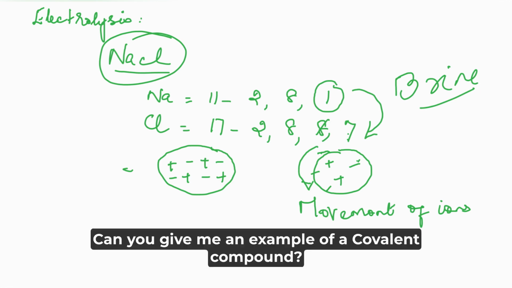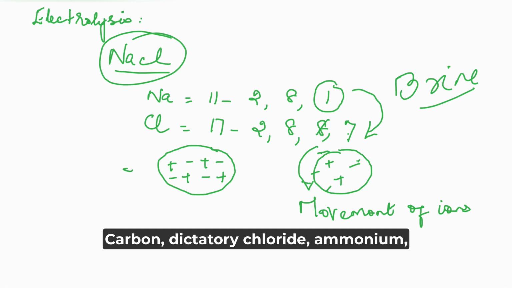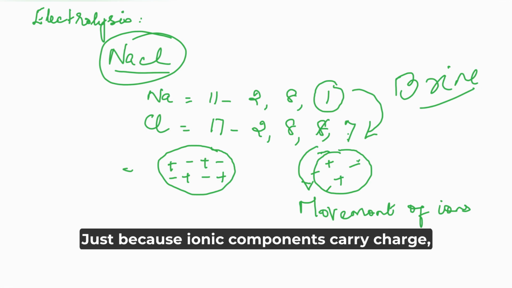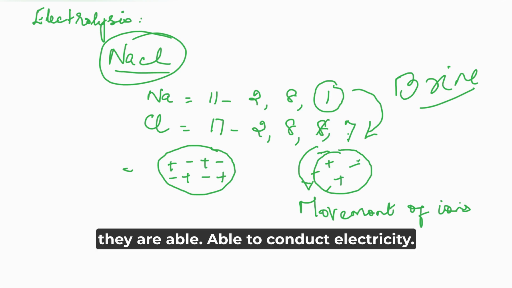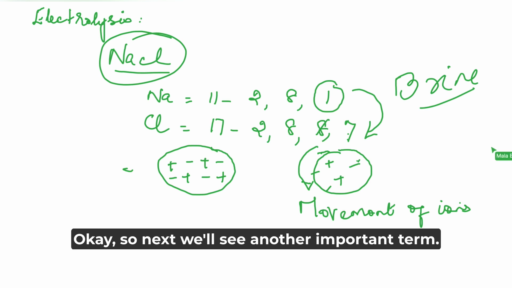Can you give me an example of a covalent compound? H2O. Okay. Carbon dioxide, carbon tetrachloride, ammonia. Just because ionic compounds carry charge, they are able to conduct electricity. Okay. So next we'll see another important term.